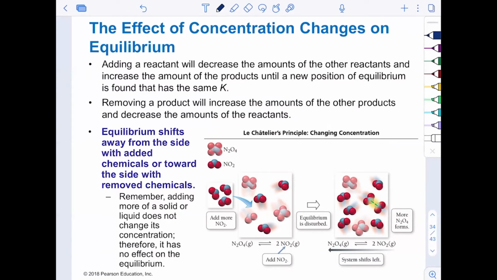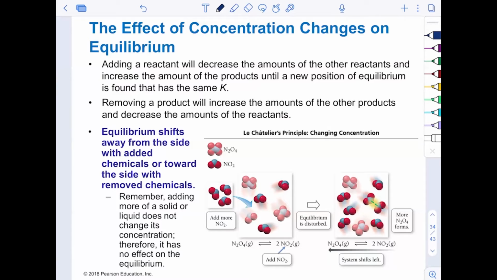Now, at the new equilibrium for adding a reactant, it will be found that the equilibrium constant is the same. It's like a magic trick. K will be the same. For removing product, we think removing something from the product side, the reaction's going to proceed to the right. Again, changing the amounts, whether adding or subtracting, is going to shift the equilibrium to fill the void.